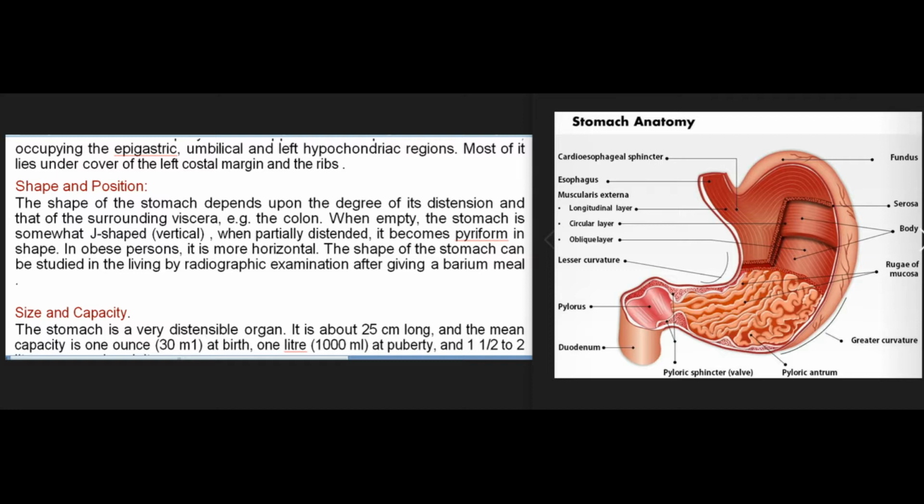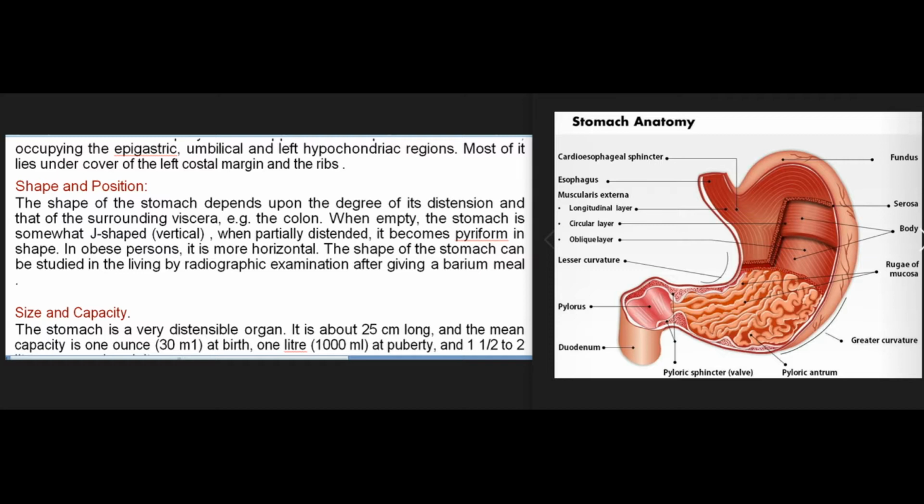Shape and position: the shape of the stomach depends upon the degree of its distension and that of the surrounding viscera, e.g. the colon. When empty, the stomach is somewhat J-shaped, vertical; when partially distended, it becomes pyriform in shape. In obese persons, it is more horizontal. The shape of the stomach can be studied in the living by radiographic examination after giving a barium meal.